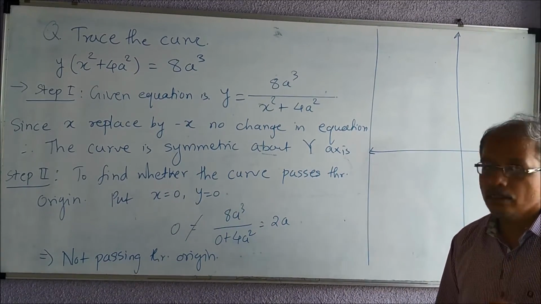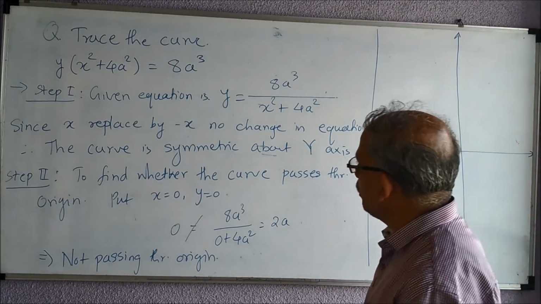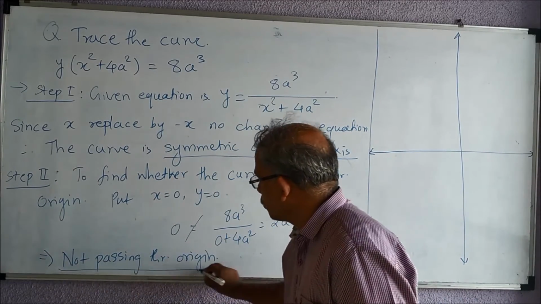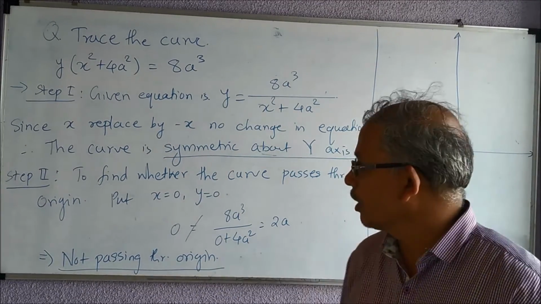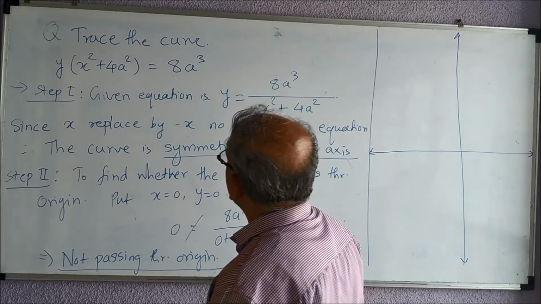These are all results that we need to analyze. The first result we obtained is that it is symmetric about the y-axis. The second result we have obtained is that it is not passing through the origin. Understood? Now let us go for the next one.